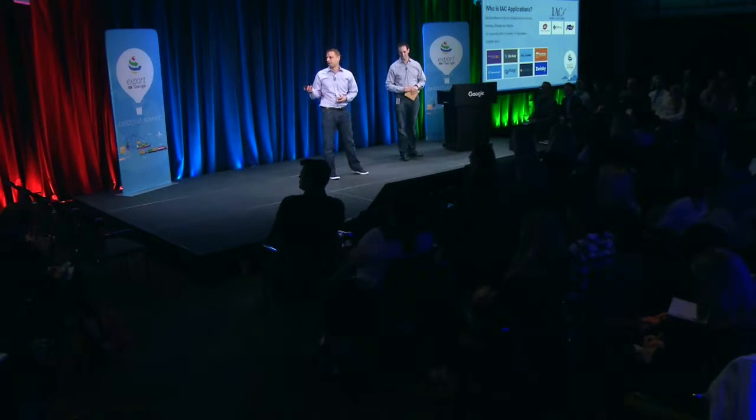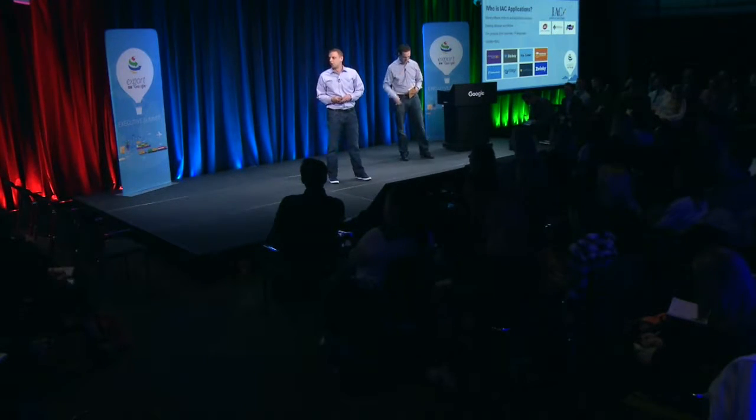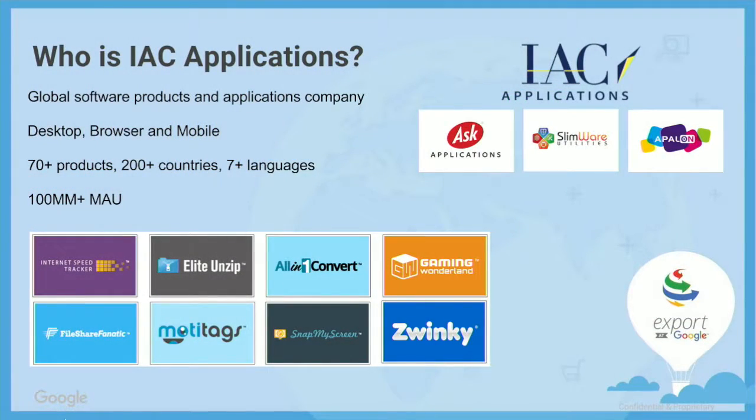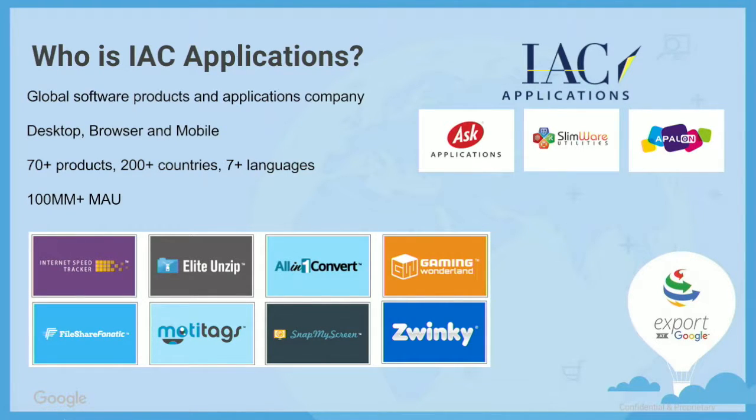So first off, IAC Applications is the company that we represent, and who we are is a global developer of software and applications for the desktop browser and mobile. We have over 70 products that we've developed in-house. We distribute those in over 200 different countries in over 7 different languages. So the opportunities for us on a global scale are immense, and prioritization of those opportunities is one of the things that we really try to focus on. We have over 100 million active monthly users that participate with our products as well.